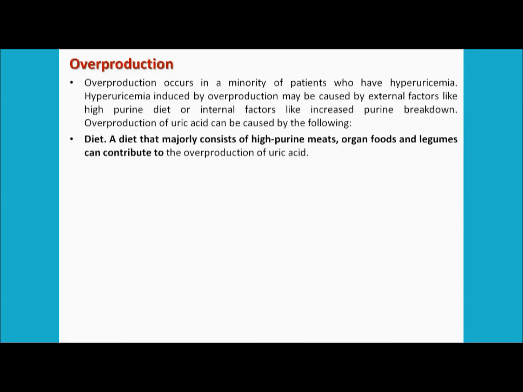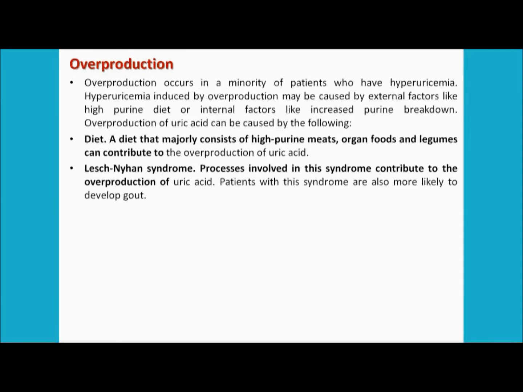What are the conditions? First of all, diet. If the diet contains a high amount of purine, like if you are taking a lot of meat, organ foods, or legumes, a high protein content diet, they contribute to overproduction of uric acid in the body, right? The next condition is also known as Lesch-Nyhan syndrome.